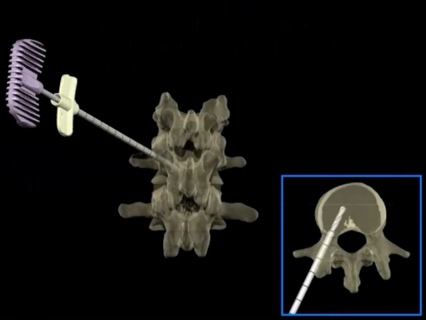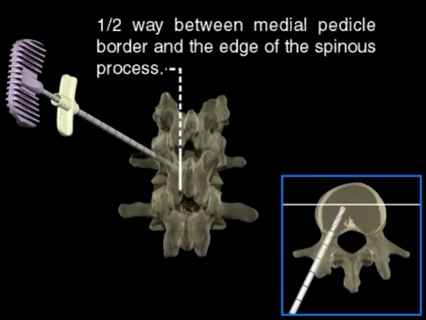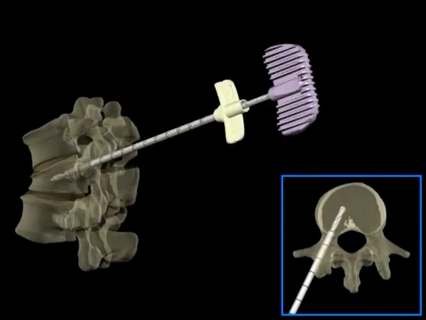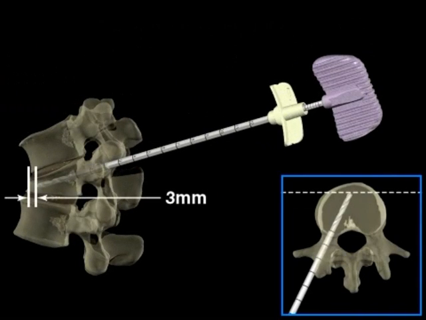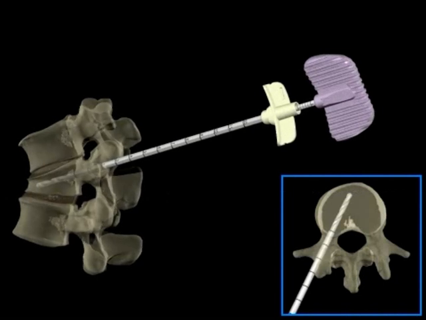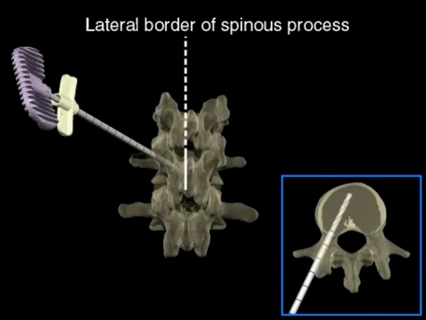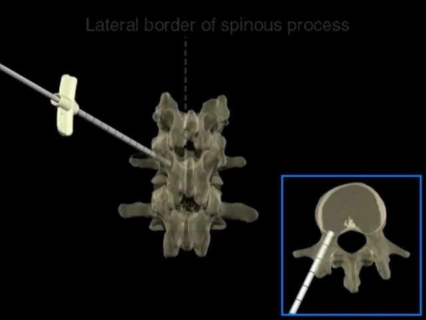Switch to an AP view. If the tools are converging correctly, the drill will appear to be equidistant between the medial pedicle border and the spinous process. Return to the lateral view and advance the drill to a point approximately 3 millimeters from the anterior cortex. Live fluoroscopy may be advantageous when approaching the anterior cortex. The drill should appear to be approaching or at the midline of the spinous process on the AP view. Remove the drill.